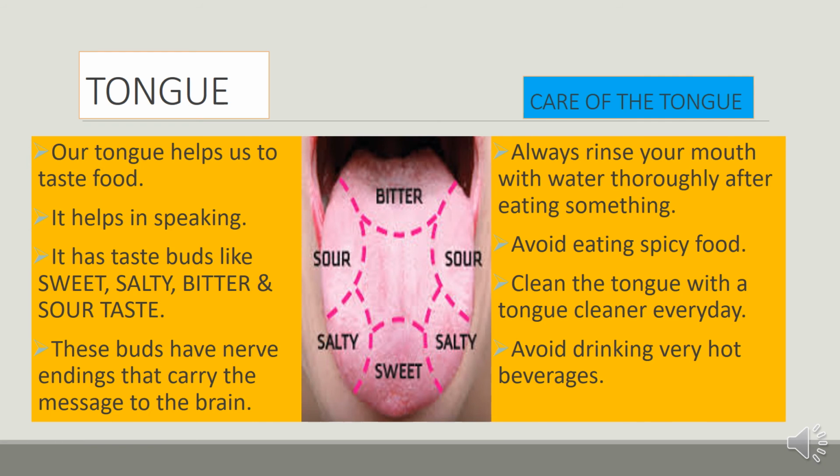You can see in the picture where the taste buds are present on the tongue. Now you should take care of your tongue also. Follow the rules to keep our tongue healthy. Always rinse your mouth with water thoroughly after eating something. Avoid eating spicy food and do not drink very hot beverages. Clean the tongue with a tongue cleaner every day.